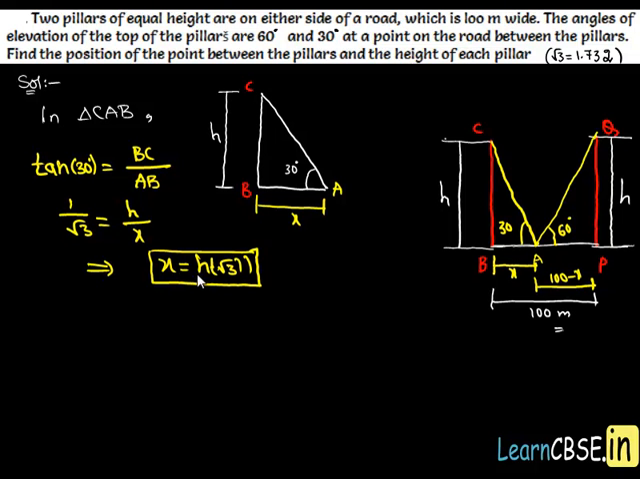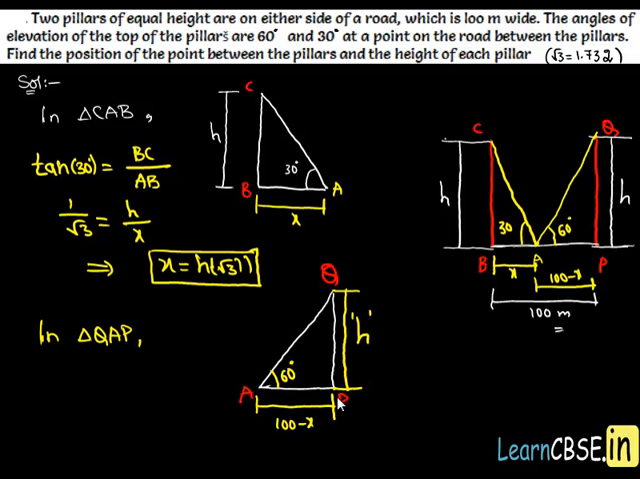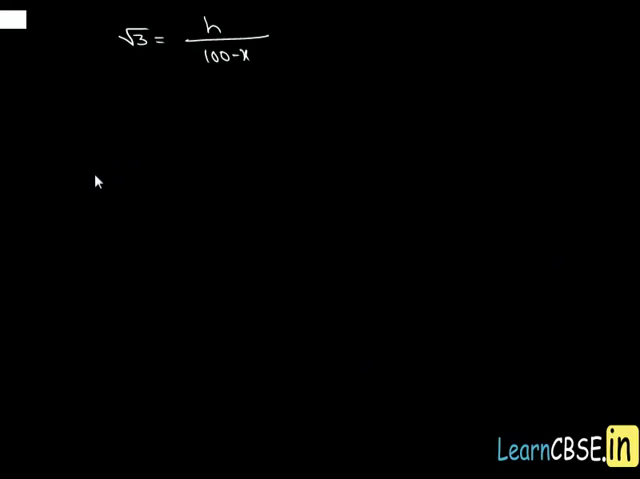To get the value of h, we consider triangle QAP. QP is the perpendicular and AP is the base. Here we consider tan. Tan of angle 60 degrees is the ratio of perpendicular to its base. Perpendicular is QP and base is AP. Now substitute its values. Tan of 60 degrees is root 3, QP is h meters and AP is 100 minus x meters. Now let us simplify it. By cross multiplication we have root 3 times (100 minus x) is equal to h.